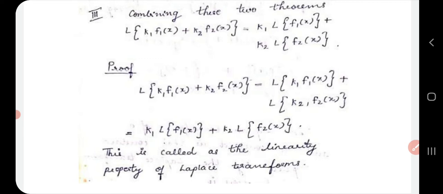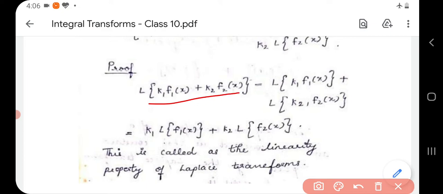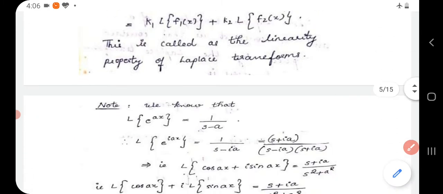Okay, so this is its proof. This is written, you are splitting it and then you are taking the constant outside. So this theorem is also called the linearity property of Laplace transform. Okay, now we will just do a problem.